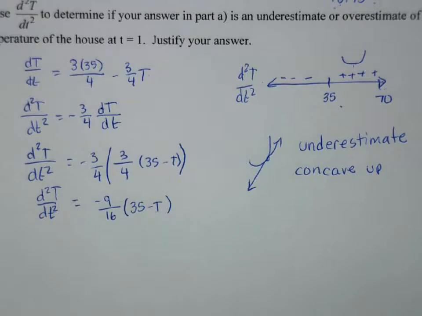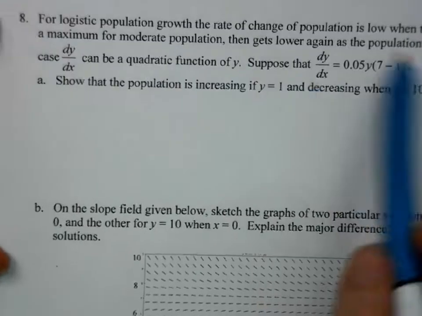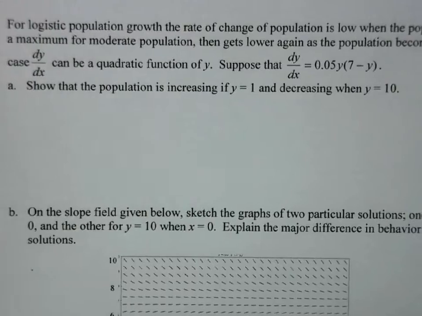Okay, for logistic population growth, the rate of change of the population is low when the population is small, reaches a maximum for moderate population, then gets lower again as the population becomes very large. In this case, dy/dx can be a quadratic function of y. Suppose this is our differential equation. Show that the population is increasing if y is 1 and decreasing when y is 10.